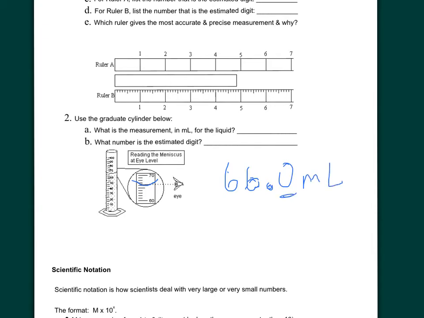milliliters. You always have to be careful of the gradations on a graduated cylinder. Sometimes each mark is 1, sometimes it's 0.2. It can be tricky.